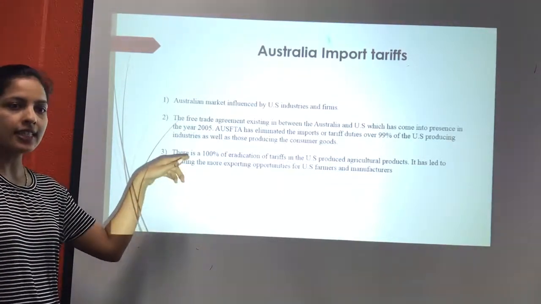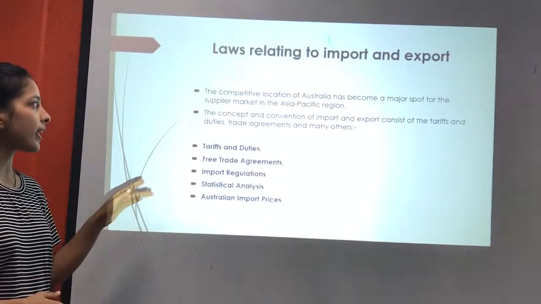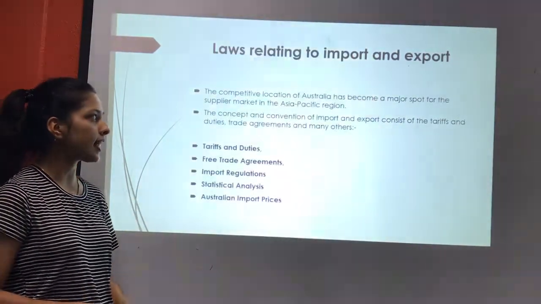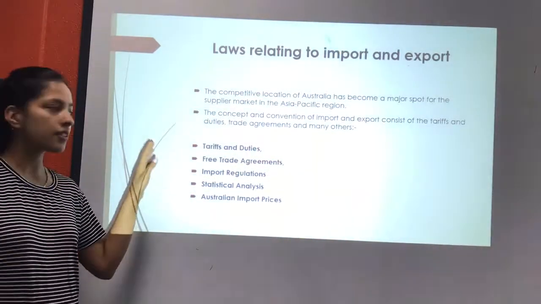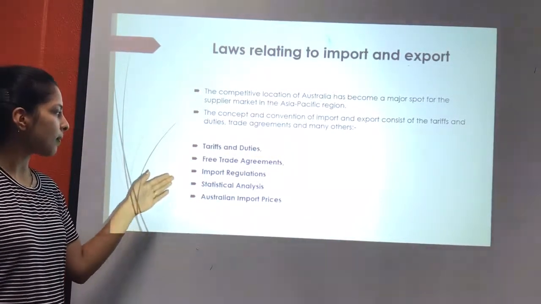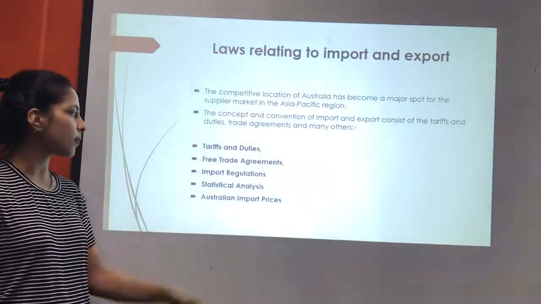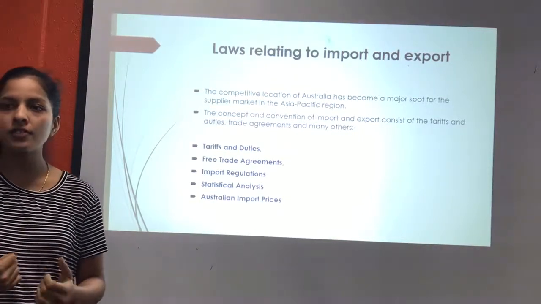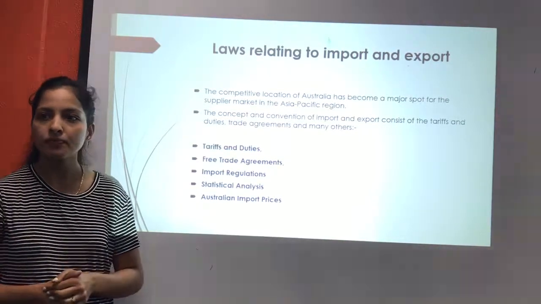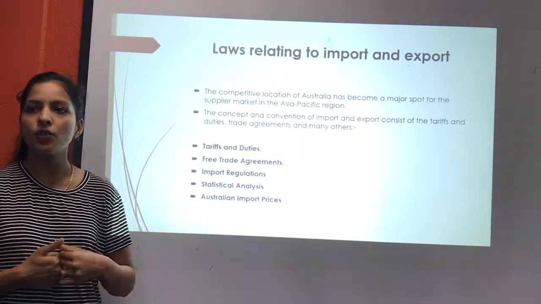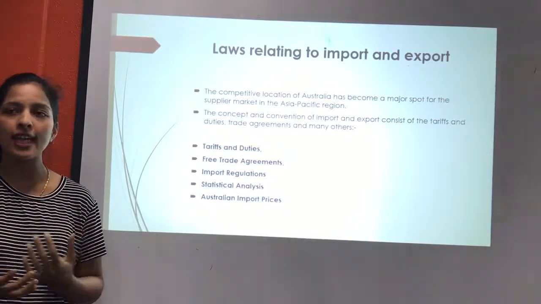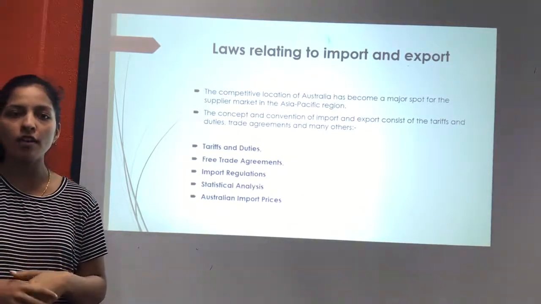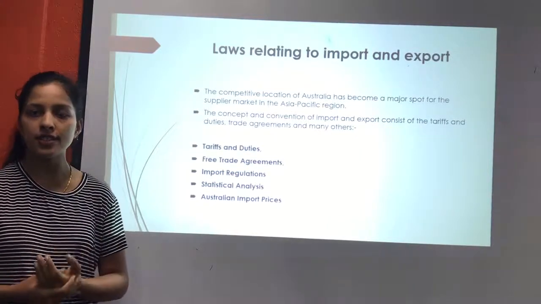Moving forward to another slide, the laws relating to import and export. The competitive location of Australia has become a major spot for the supplier market in the Asia Pacific region, and other factors affecting it are tariffs and duties, free trade agreements, import regulation, static analysis, and Australian import prices. It has certain commitments relating to tariffs which support export subsidies and provide domestic guidance. Australia has 6 trade agreements with other countries, which meets the gap of global or international treaties. Business organizations doing import must be aware of the rules and regulations of tax and treaties.